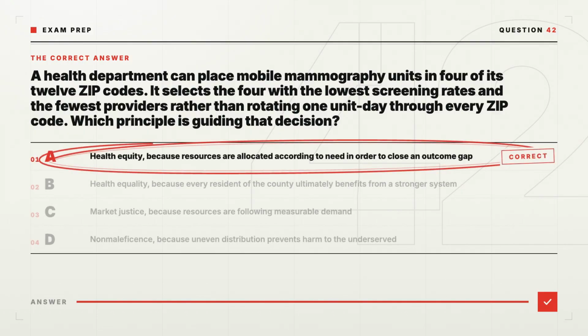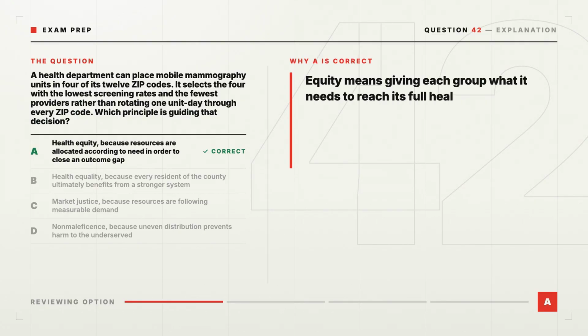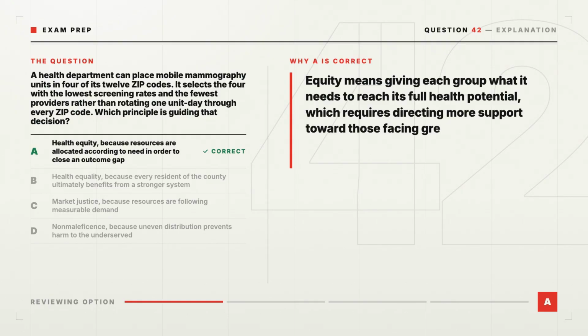The correct answer is A. Health equity, because resources are allocated according to need in order to close an outcome gap. A is correct because equity means giving each group what it needs to reach its full health potential, which requires directing more support toward those facing greater barriers. Concentrating units where screening rates are lowest and provider supply is thinnest is that principle applied. Equity, not mere equality, is the stated goal of public health.